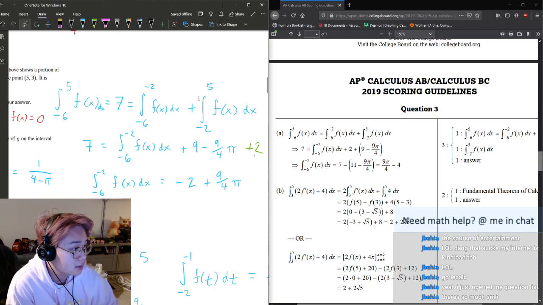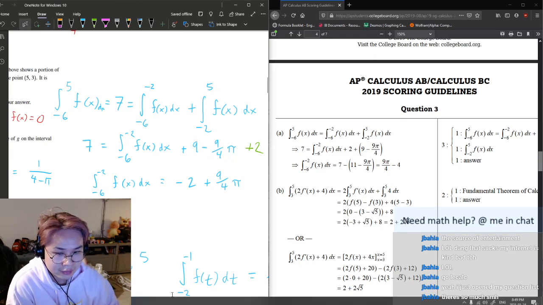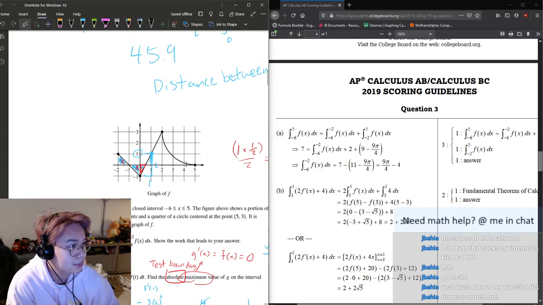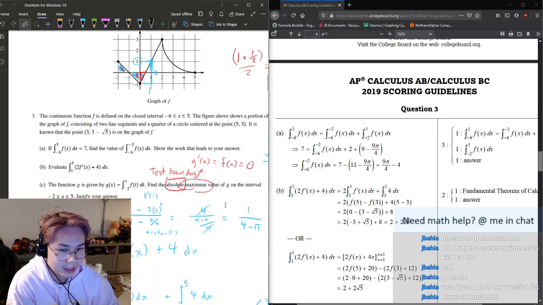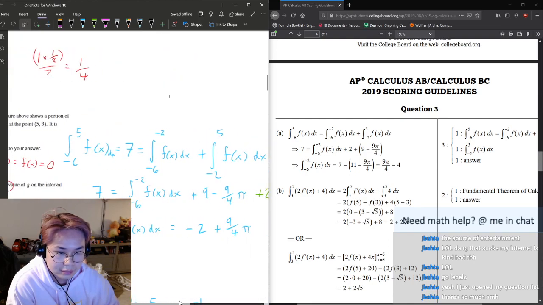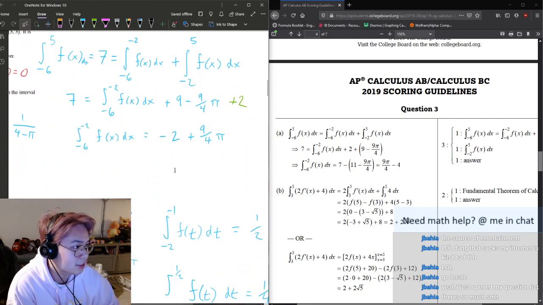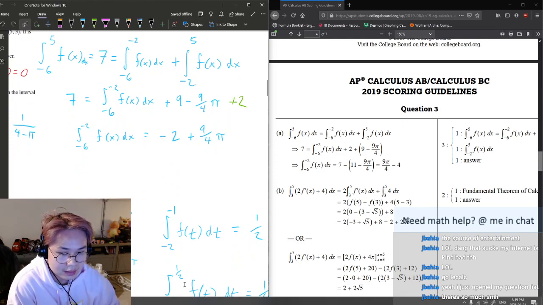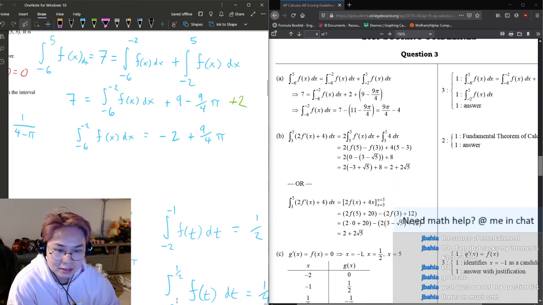I remember this. So this 9 minus 9 over 4 pi, that's the area of that piece under the quarter circle. That's this area right here. And then the 2 comes from this area, which I forgot to include. Shoot. So this plus 2 will change this to essentially a minus 4. So this is probably going to affect the rest of my answers. Oh well.